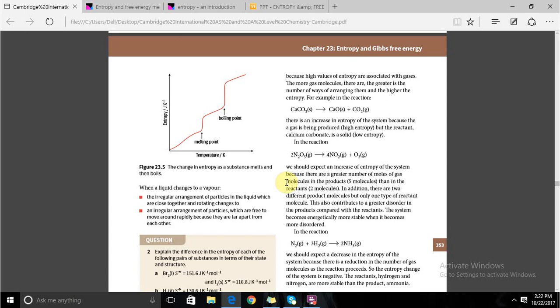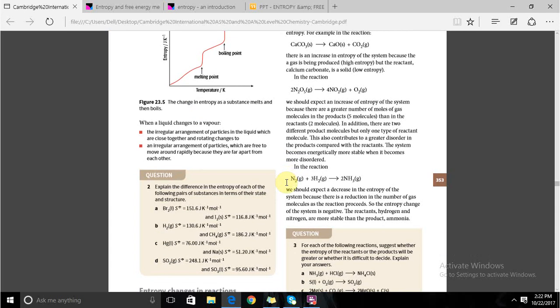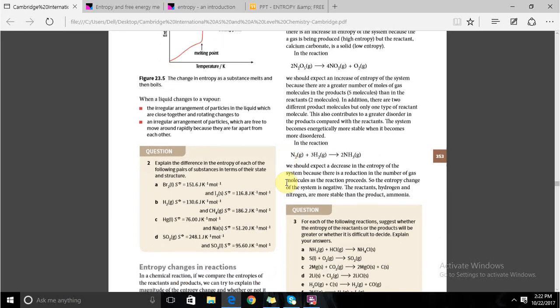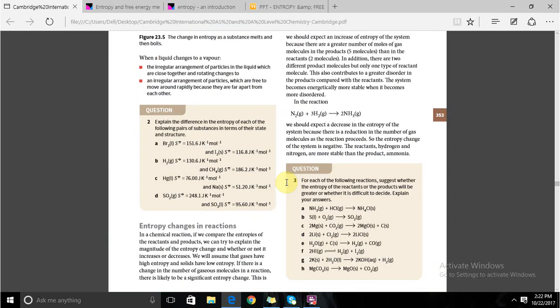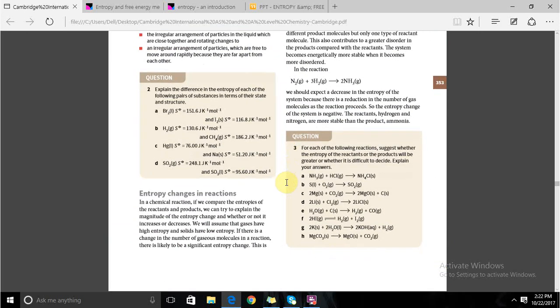And when we talk about the reaction of nitrogen with hydrogen to get ammonia, we should expect a decrease in the entropy of the system because there is a reduction in the number of gas molecules as the reaction proceeds. So the entropy change of the system is negative, and the reactants hydrogen and nitrogen are more stable than the product ammonia. Again, this is something we should be keeping in mind.